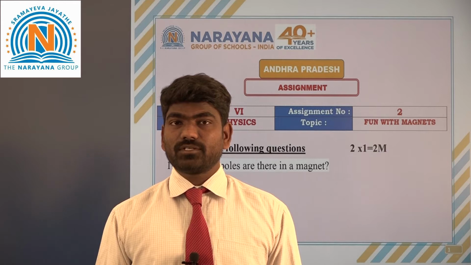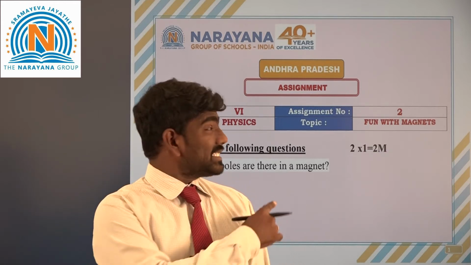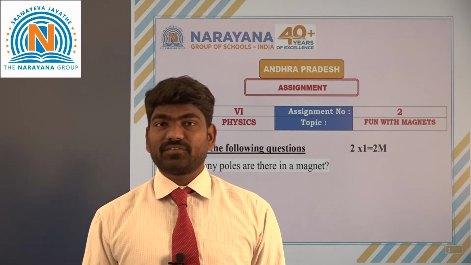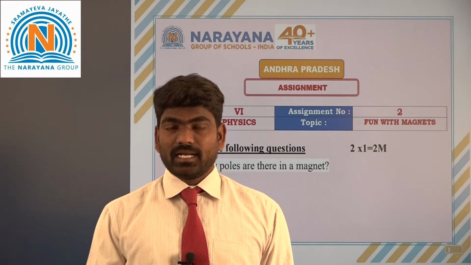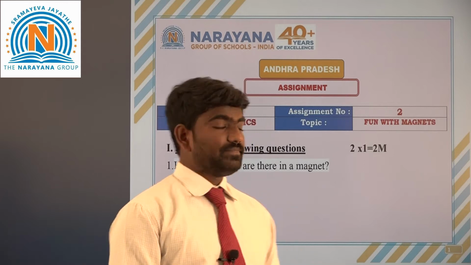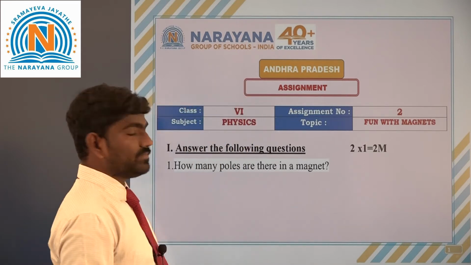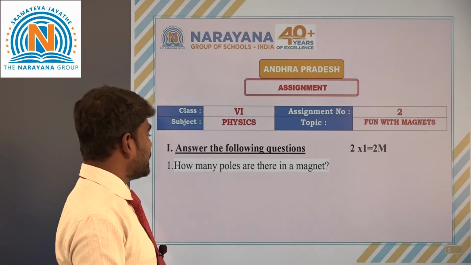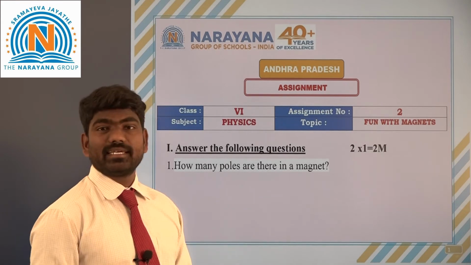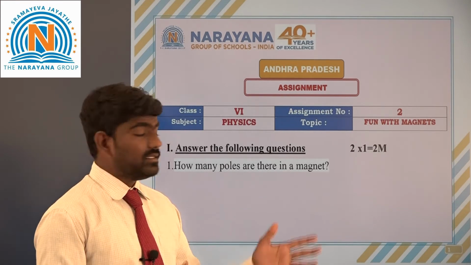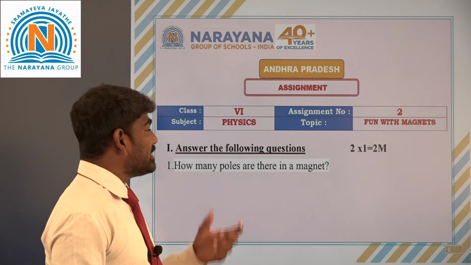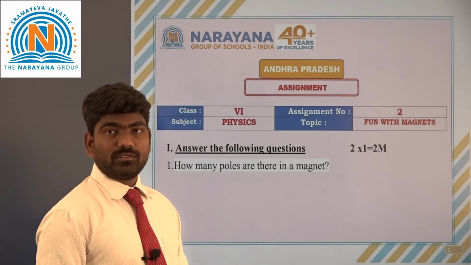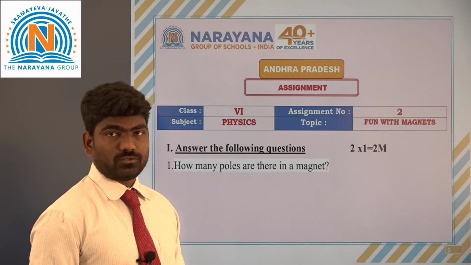Today we are going to discuss the physics assignment number 2 of class 6, the topic of fun with the magnets. Coming to the assignment here, in the first Roman, the first question they are asking is how many poles are there in a magnet? This is a very simple question, right? We know that magnets are having two poles, north and south.